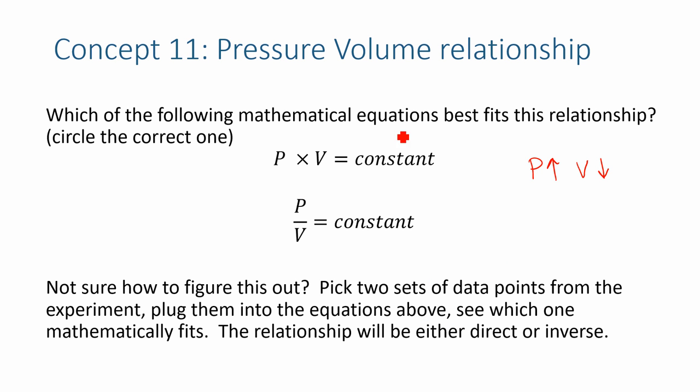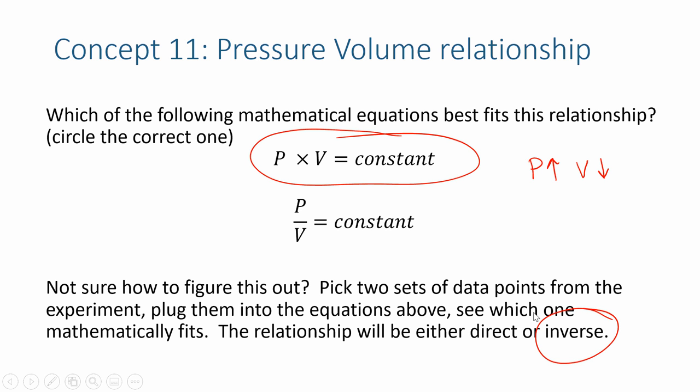So this is our relationship here. We have an inverse relationship. As this one goes up, this one goes down. That means pressure times volume is constant. Cool. Okay. Inverse. All right, let's take a look at another one.